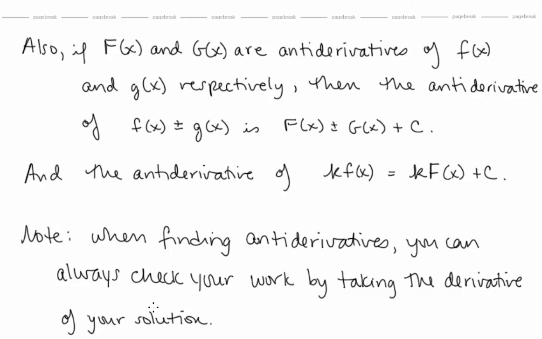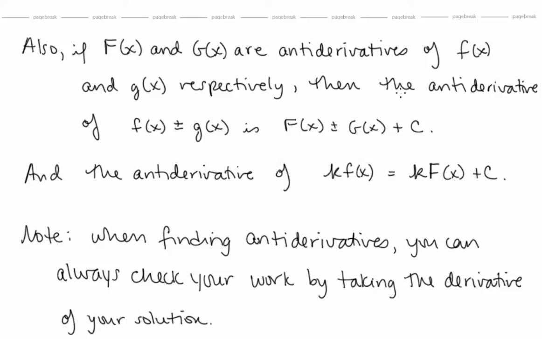Similar to when we take derivatives, we also have rules for the sum and difference of antiderivatives, as well as the constant multiple of an antiderivative. So if capital F and capital G are the antiderivatives of little f and little g respectively, then the antiderivative of f of x plus or minus g of x is going to be capital F of x plus or minus capital G of x plus c.